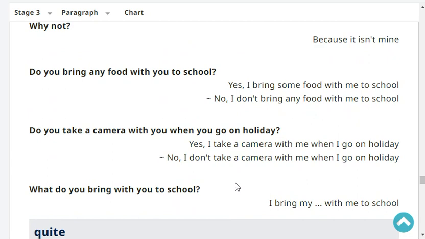Do you take a camera with you when you go on holiday? Yes or no? Yes. I take a camera with me when I go on holiday.